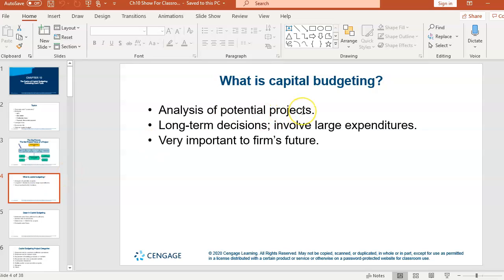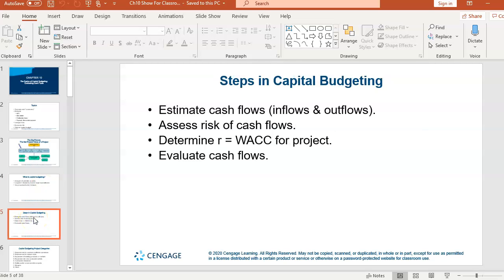So what's capital budgeting? The analysis of potential projects. Very long-term decisions involve large expenditures, very important to a firm's future, and they can't be undone easily. That's the challenging part: once you begin these, you buy these or you invest in these, you really can't undo them. So you need to make sure, are we doing the right thing? Will this work out the way we want it to?